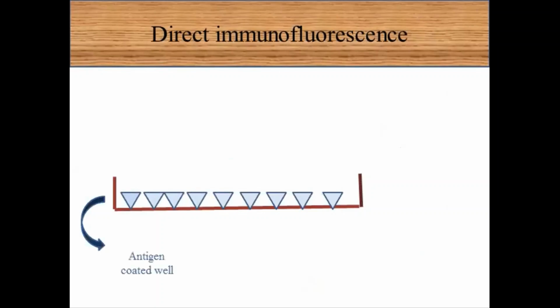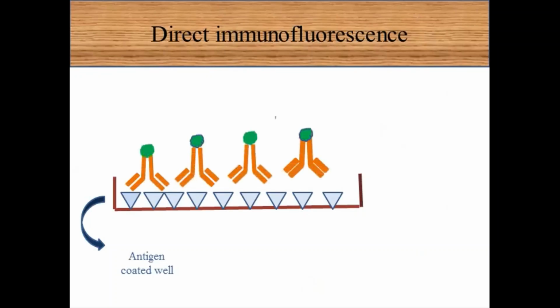This is the antigen coated well. Now we are going to add antigen and the antibody, which is the fluorescent antibody. The fluorescent antibody is attracted towards the antigen. Now what happens? Antigen-antibody complex is formed. The fluorophore tags help in the production of fluorescence.